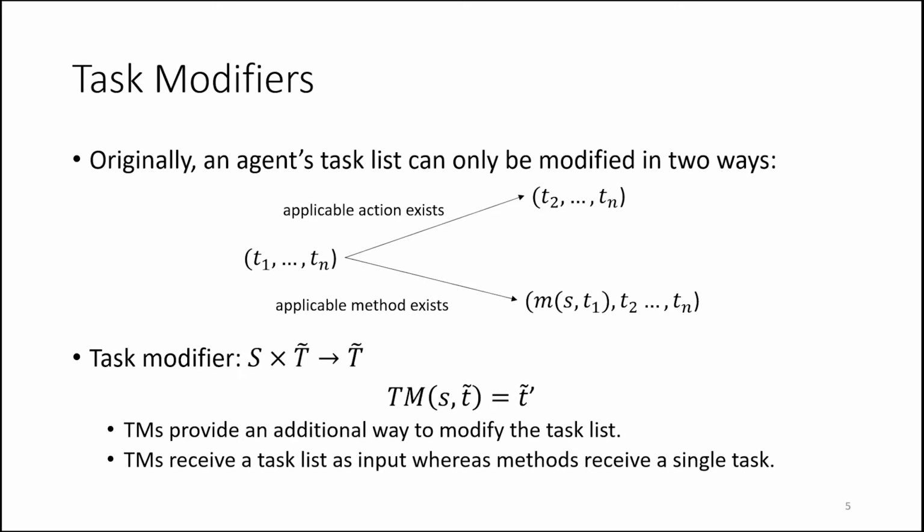Task modifiers provide an additional way to modify a task list, and compared with methods that only receive a single task, task modifiers receive a task list as input. This means that task modifiers are more general than methods, and they provide greater flexibility for implementation.